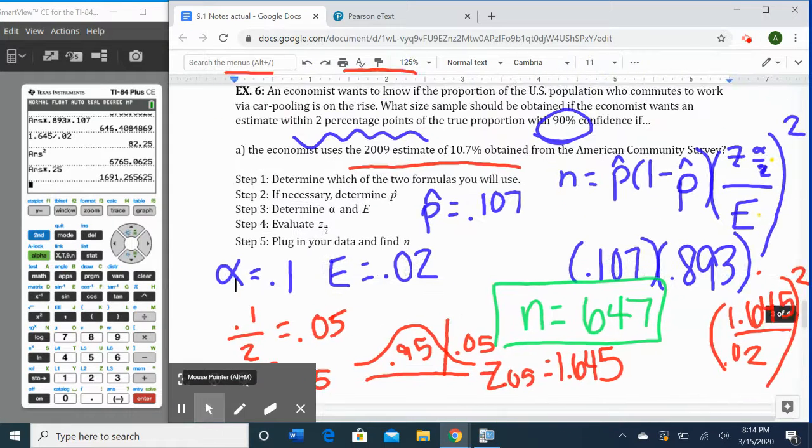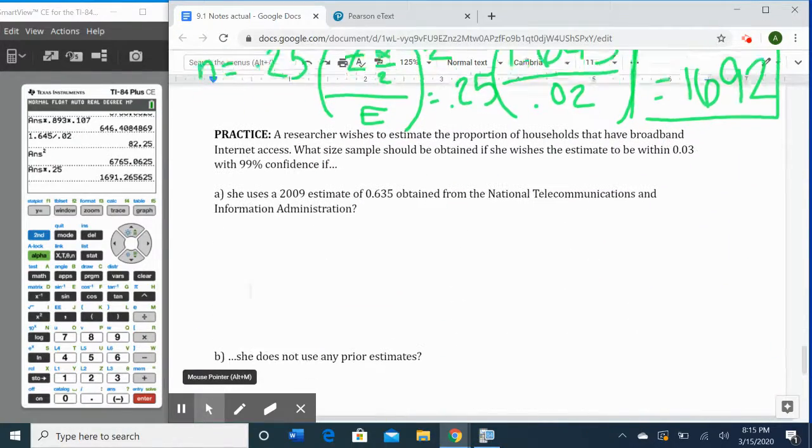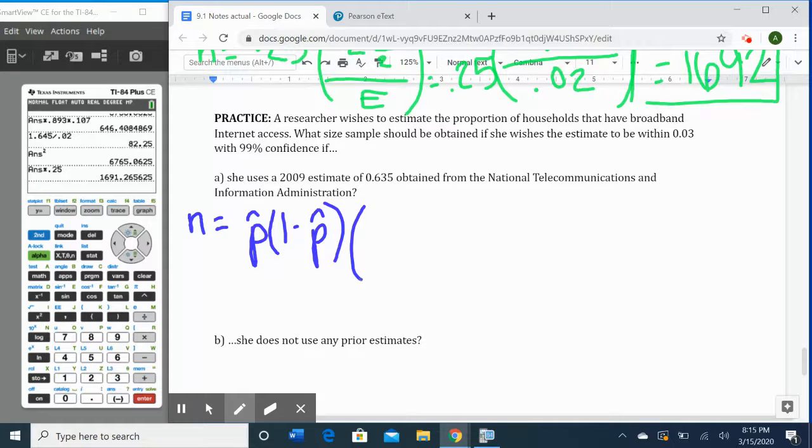So that's example 6. We can do this practice problem here. If you want to pause the video and maybe try it on your own, we can come back to that. But it really comes down to knowing which formula to use and plugging in all your numbers. So in part A here, I'm going to use the first formula, which means I need to know p hat. I need to know alpha so that I can find the z-score. I need to know the margin of error so that I can find E.